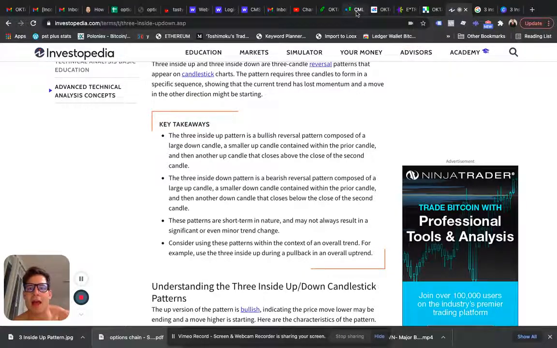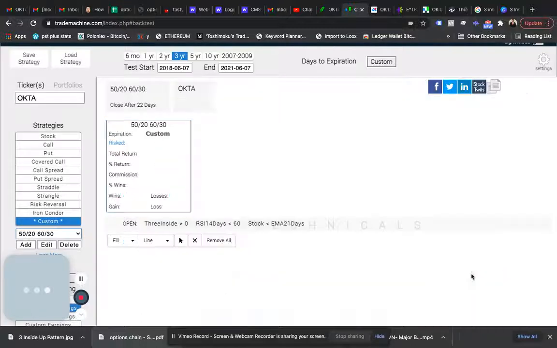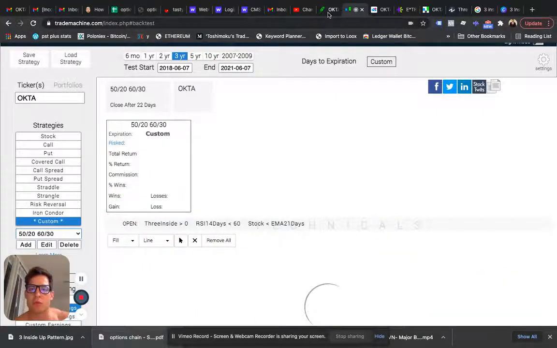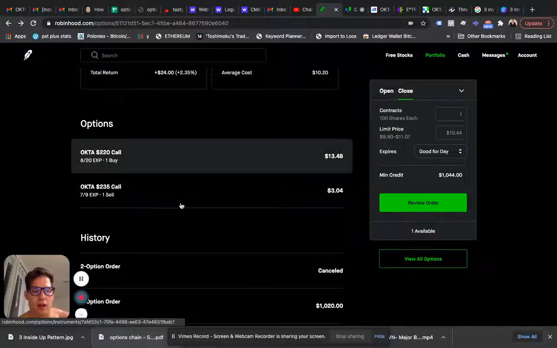So let's go back to the back test. Bear with me for a sec. We chose the 50 delta with the 60-day expiration. We went a little longer, about 73 days. Then we went with the 20 delta for the call option we're selling. So let's take a look. The 220, let's look at the deltas here.